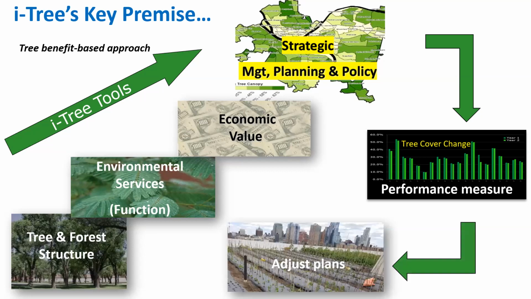So we adjust our plans. We maybe put more money into maintenance. We might do some planting on certain areas of your community where they need additional information. And then the cyclical scenario comes around where we then again reevaluate the structure. So this is kind of what the iTree tools allow you to do on a large scale.